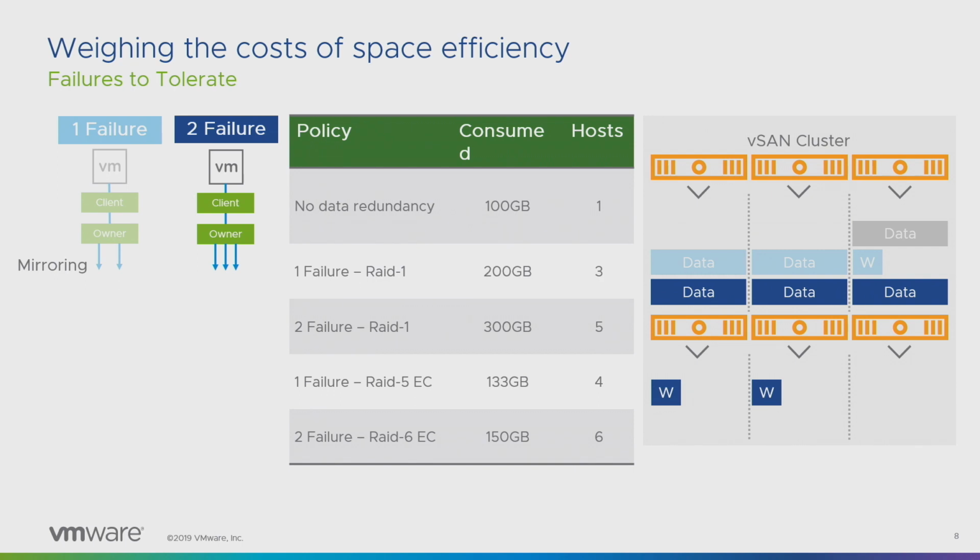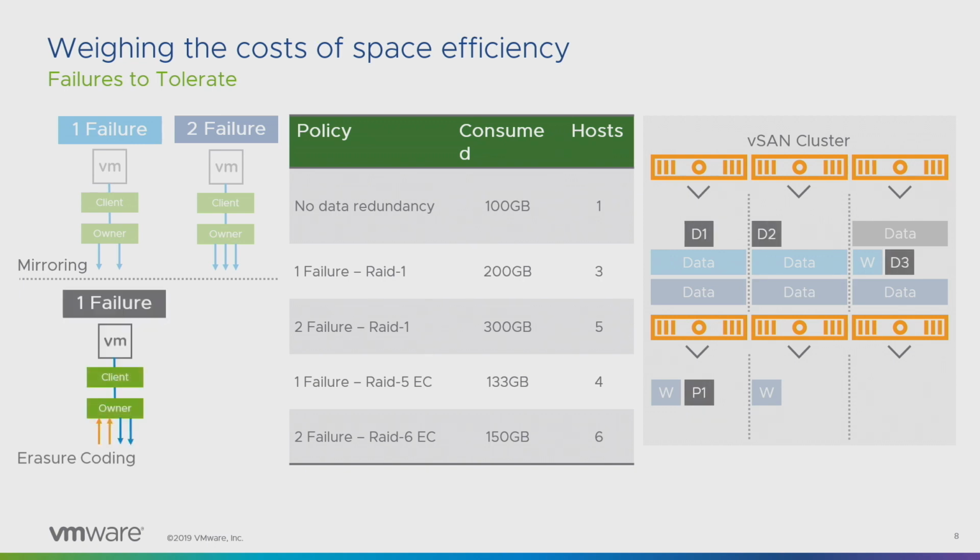Now, for some workloads, maybe we look at that and say, no, it's totally worth it. I'm willing to pay that. I don't want to think about performance. I just need this to be available, and it's mission critical. But if we had a workload where we were concerned with that, and we said, I just can't afford to spend that much capacity for this workload, we could instead configure our erasure coding policies.